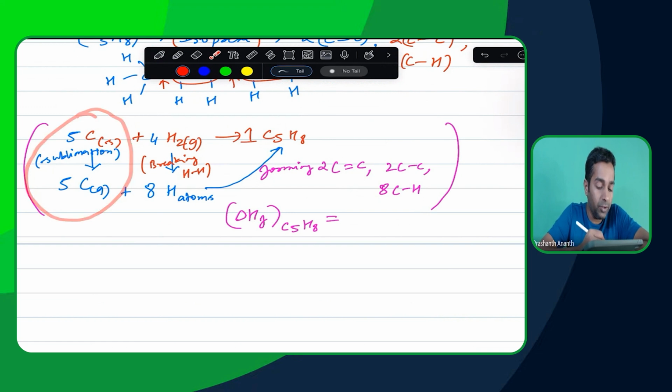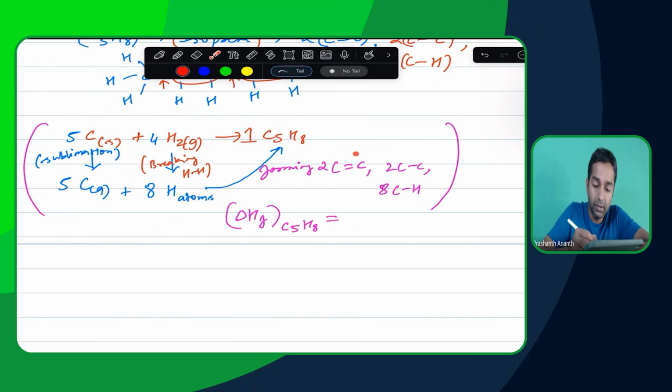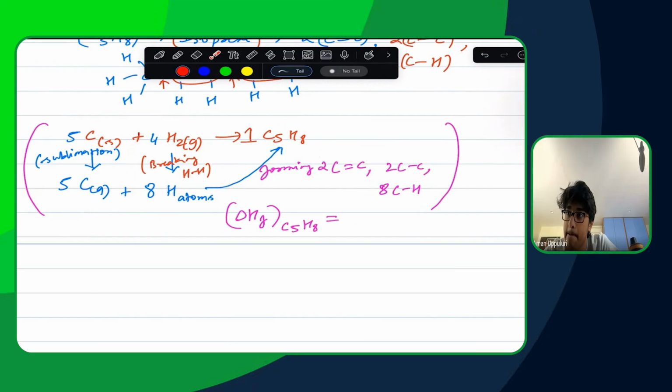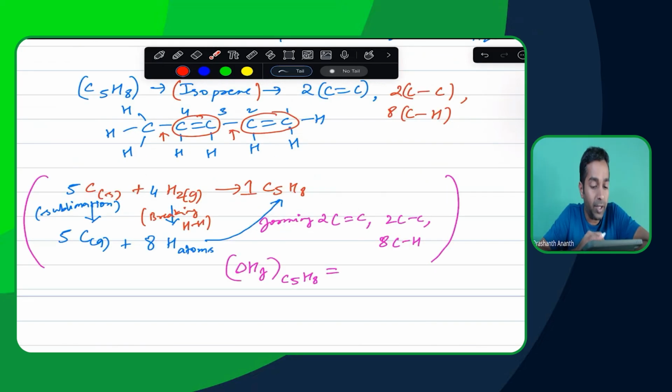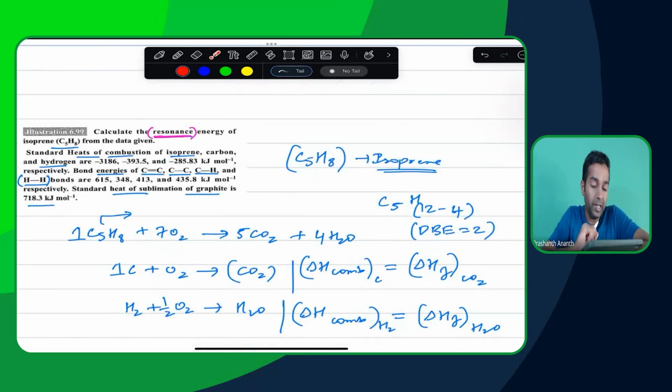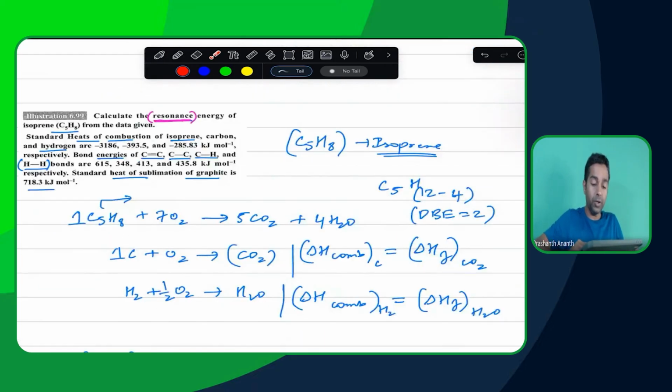Can you calculate the value for this? Done. This, can you calculate the value? Yes, done. Subtract. This is given. This is given. This is given. That means I can find this out by adding and subtracting. So let's substitute the values and check what comes out. Let me simply put the values over here.